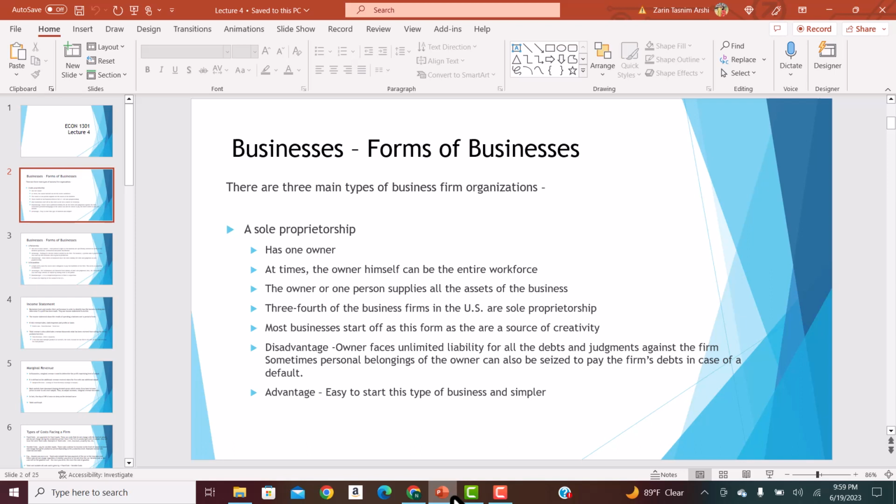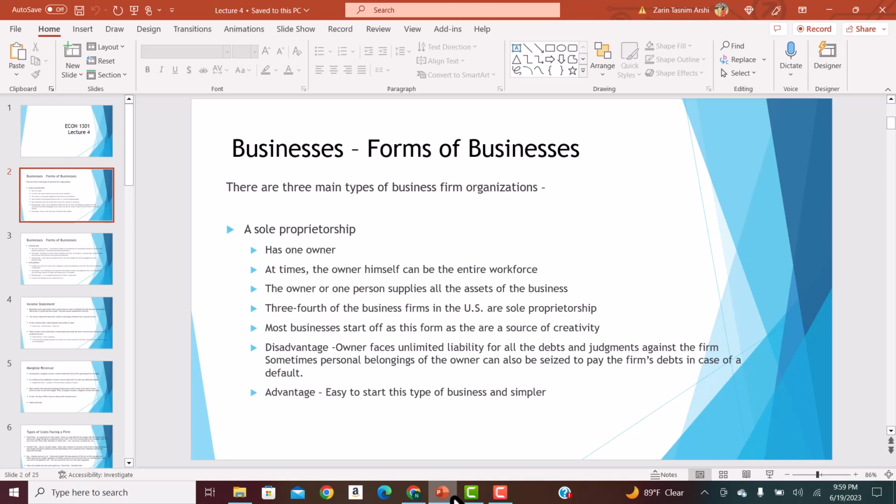Some of the advantages of this type of business form are that it's very easy to organize and form. There is only one owner. You do not have to deal with a lot of partners. One person can go and file with the Secretary of State and form the business, and it has a very simple model, this type of business.